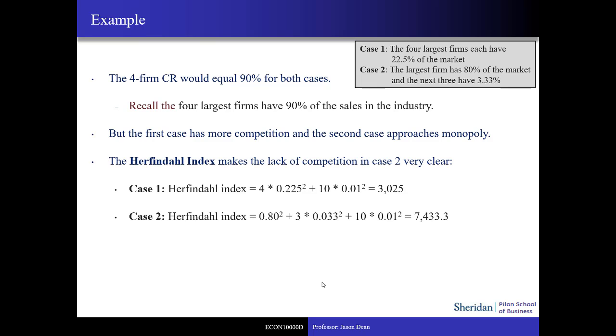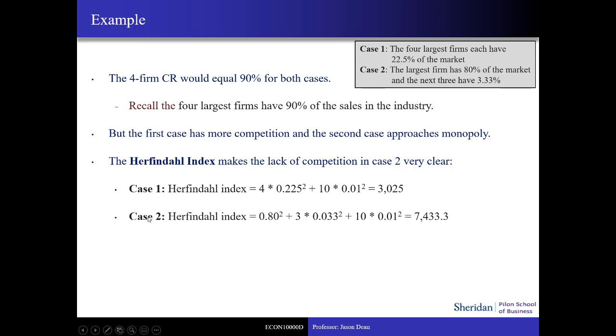If we calculate the Herfindahl index for each of the two cases, we get a much different number. In case one, we square the market shares of each of the firms. The four largest firms are all the same size, so we take 4 and multiply that by 0.225 squared. Then we have our 10 remaining firms, which represent 1% each of the market share, so we square that and multiply by 10. And so we get 3,025.